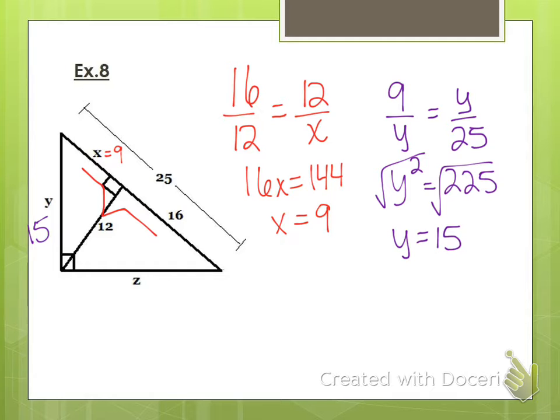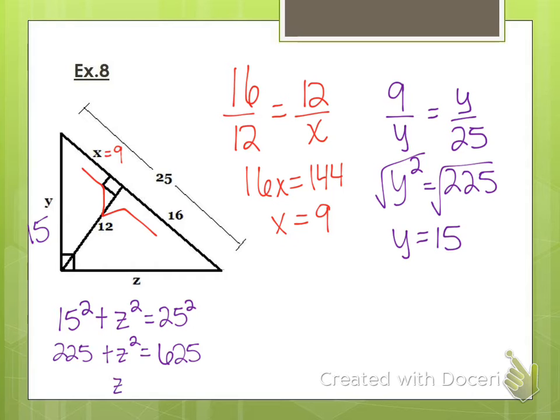What am I plugging in for A? 15 squared. For B? Z squared. And then for C? 25 squared. Okay, 15 squared plus Z squared equals 25 squared. 625. When we subtract, Z squared equals 400. And when we square root, we get Z equals 20. Now, if you had done that using another boomerang, you should have gotten the same thing. Either way would be fine.